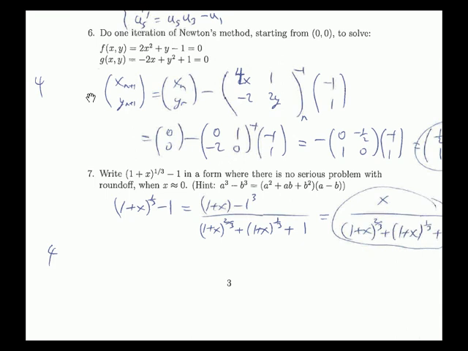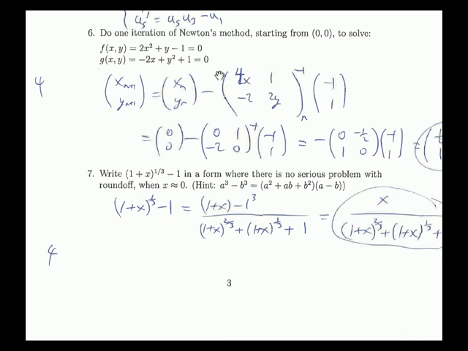And here's a typical 7.3 problem. Solve this system using Newton's method. Just need to remember what Newton's method is. It's very much like Newton's method for a single equation, except instead of 1 over F prime, you have the inverse of the Jacobian matrix. And it says starting from 0, 0, so you plug in 0, 0 into F and G, and you get minus 1 and 1. That's F of 0, 0, G of 0, 0.